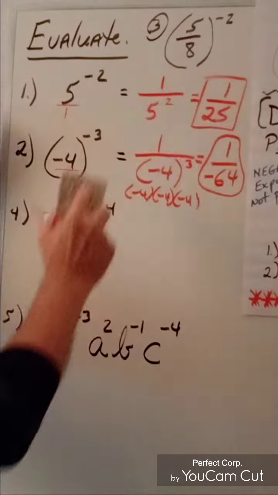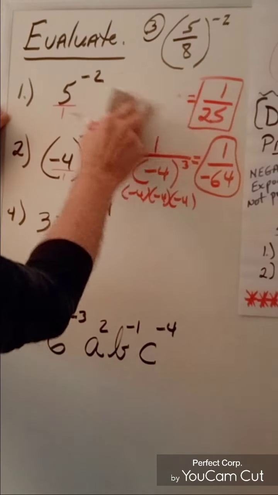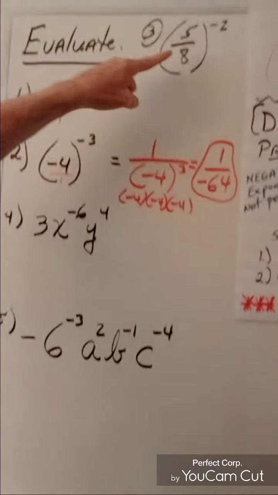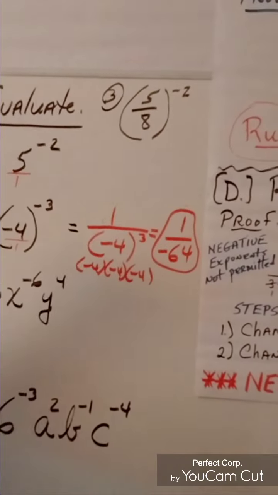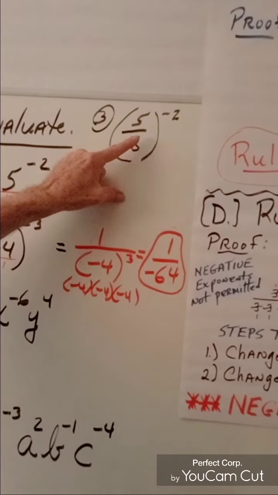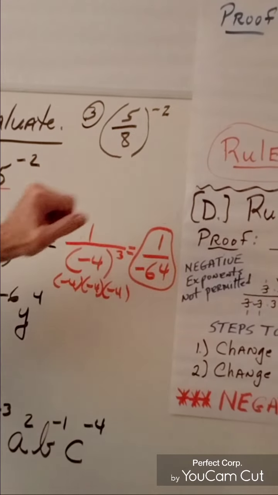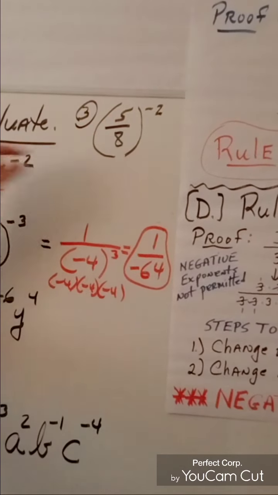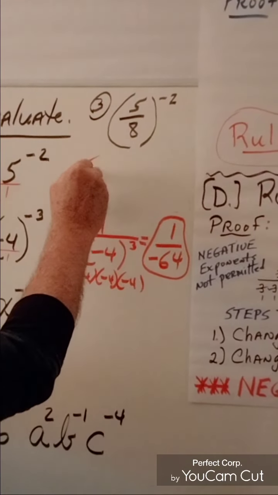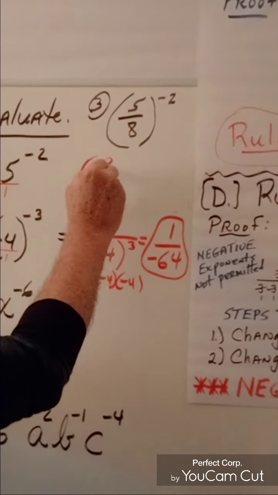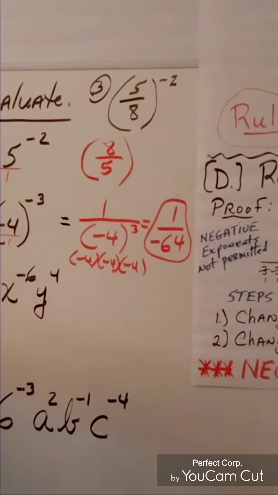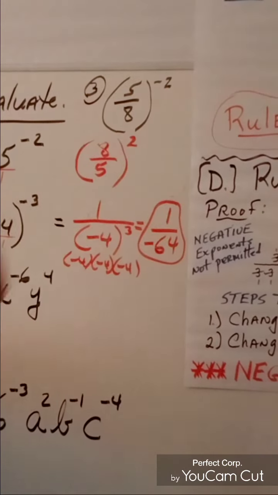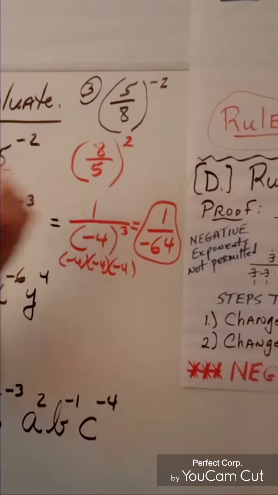Now up here I decided to include a number 3 before I went to that 4 and 5. I want us to look at that number 3. I don't want you to be confused. We have a power with a negative exponent. Step 1, change the base to its reciprocal. So we reciprocate it. That gives us the authority now to change that negative 2 to a positive 2. And now let's simplify that.